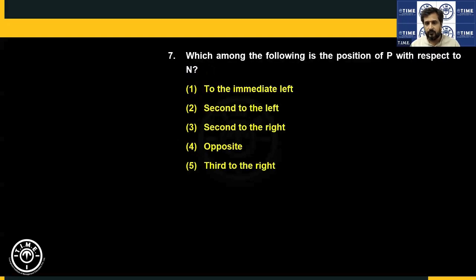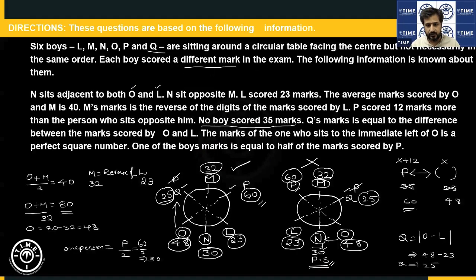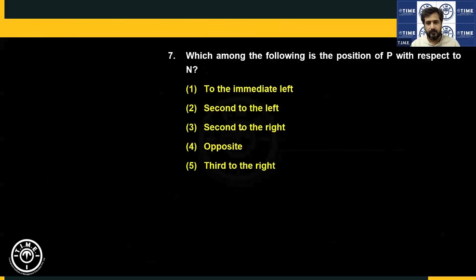Next. Which among the following is the position of P with respect to L? P's position with respect to L: first right, second right, or first left, second left, third left, fourth left. Second right or fourth to the left. Second to the right is available. So choice 3 is my answer.